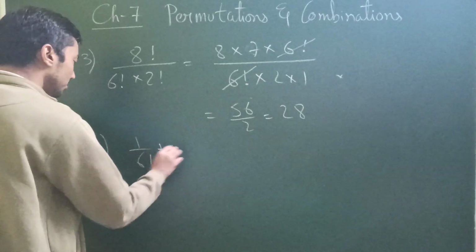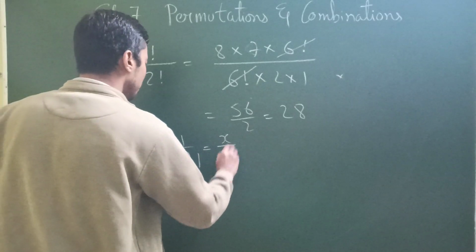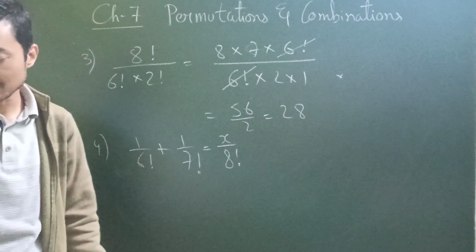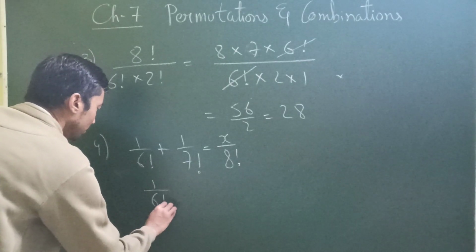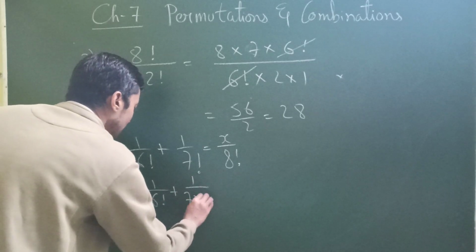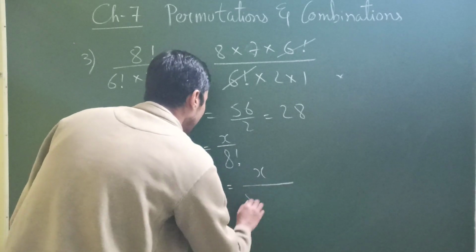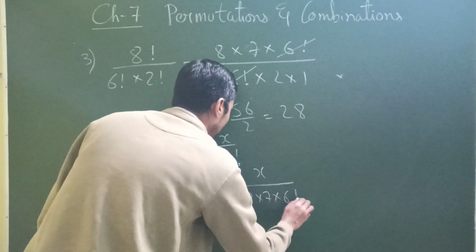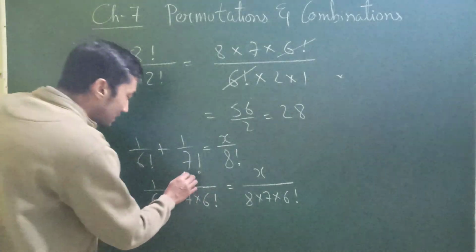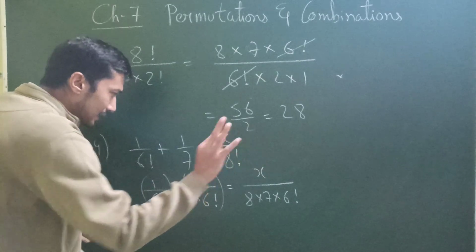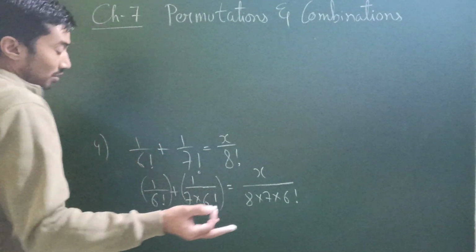1 by 6 factorial plus 1 by 7 factorial is equal to x by 8 factorial. Question is, find out the value of x. So, 1 by 6 factorial, I'll keep as it is. 1 by 7 into 6 factorial. This 7 I'll expand because I have something in mind, that is 8 into 7 into 6 factorial. What I'm trying to do is get a 6 factorial common in all of these terms, which I can remove. That'll make my job very easy because my job is to find x.